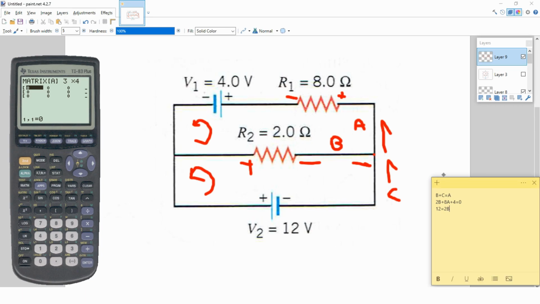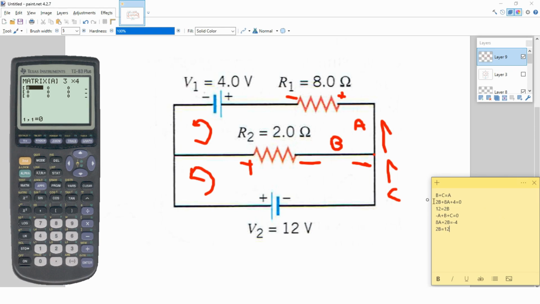And actually what I'm going to do right now is turn these equations into equalities for 0. So for the first one, it's going to be negative a plus b plus c is equal to 0. This one is already an equality to the constant. So 8a plus 2b is equal to negative 4. And 2b is equal to 12.